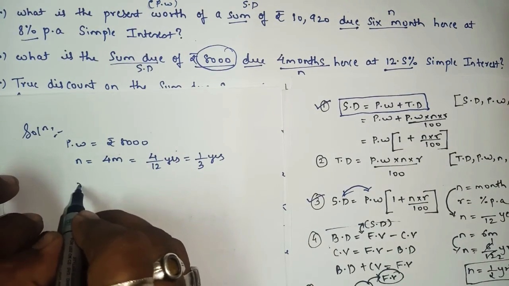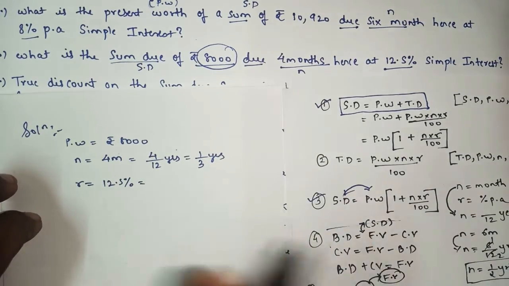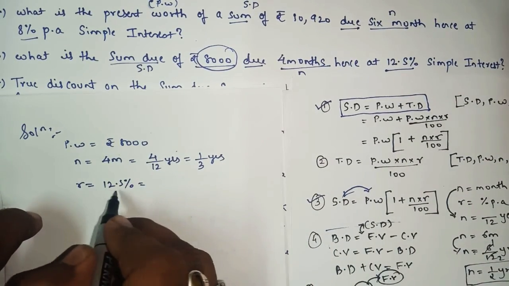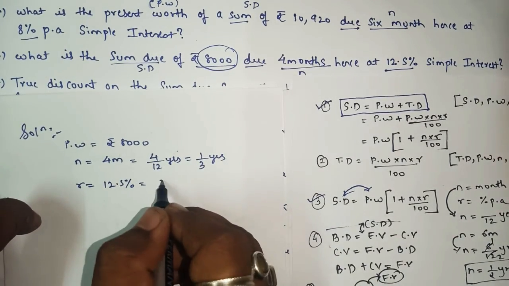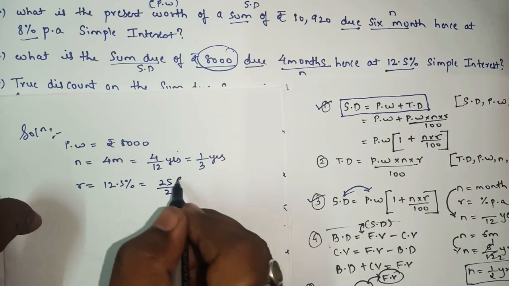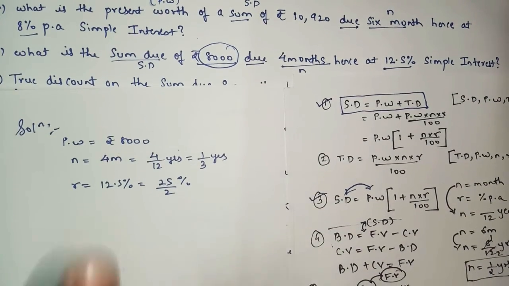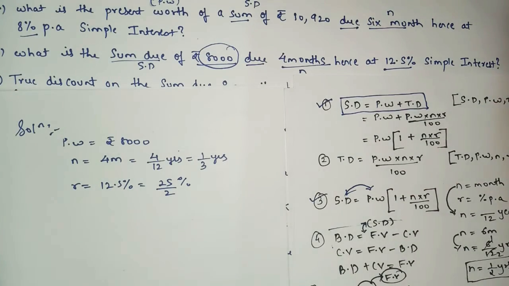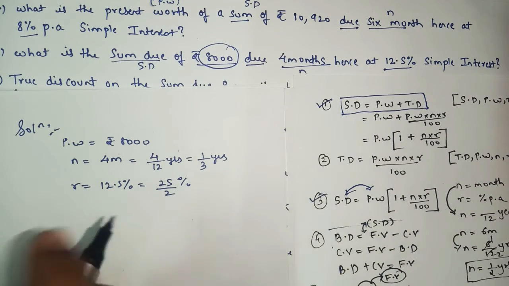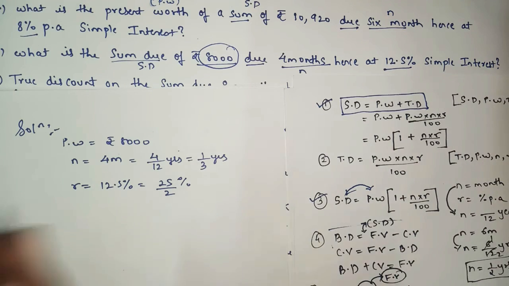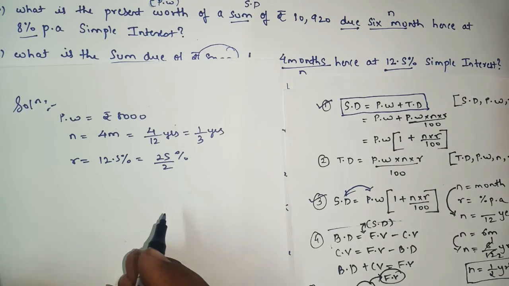Then after that, the rate of interest is what? 12.5%. Okay, so can I write this 12.5 as 25 by 2, to make the sum easy? Because 25 upon 2 will be what? 12.5 only. Got the point? Understood? Okay, so whenever it is in decimal, try to convert the decimal into a fraction just to make the sum easy.